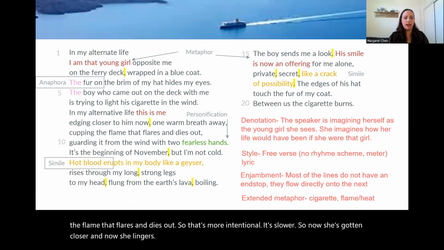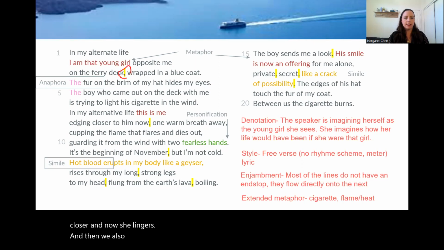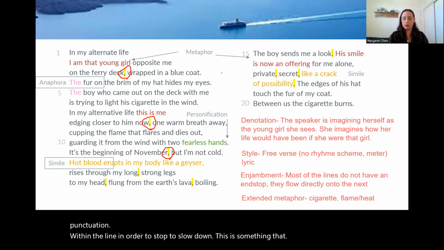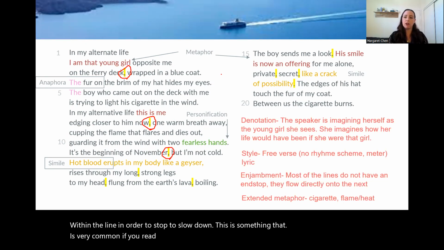And then we also have on these highlights here, caesuras. That is just when there is a punctuation within the line in order to stop, to slow down. This is something that is very common. If you've read Beowulf, just about every line, that style, there's a big pause in the middle.